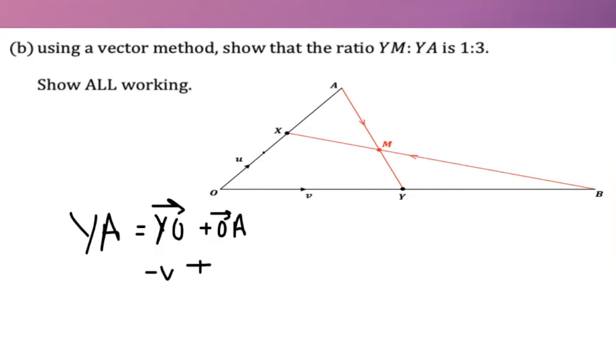now with OA, since this is a midpoint and this is u, then the entire line here is going to be 2u, because it means this is u and this is u. It is cut in 2 equal halves. So therefore, OA is 2u. So this represents YA.